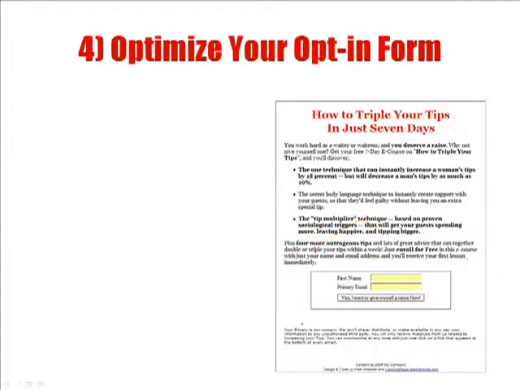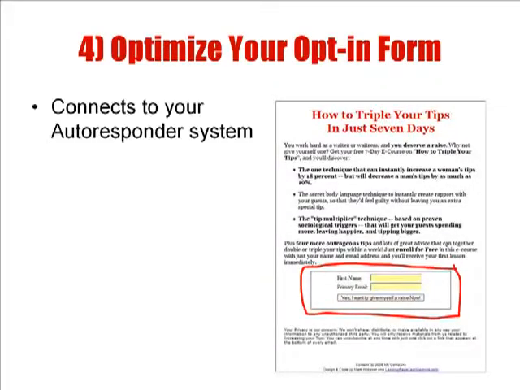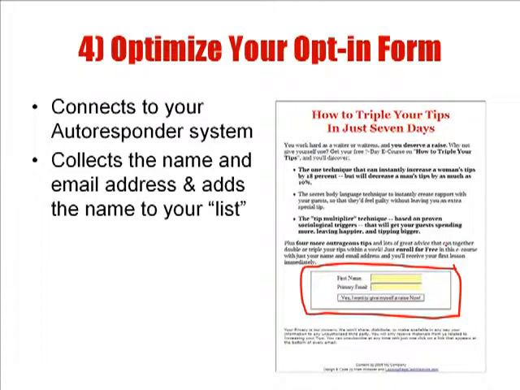Okay. Last part, optimize your opt-in form. Now, you might think, well, what can you do with a form like this to make it work even better? Well, let me explain first the importance of this form. This connects your page here and your traffic to your autoresponder system. It collects the name and the email address, and it adds that name and email address to your list. And your list, as you know, is what we're trying to build.